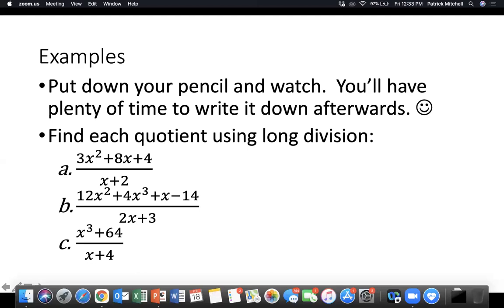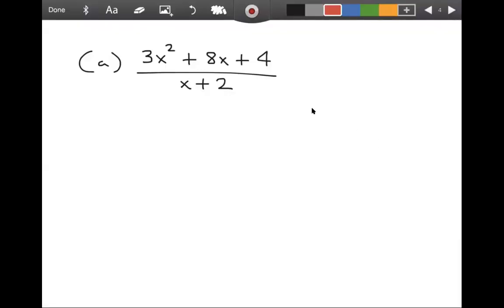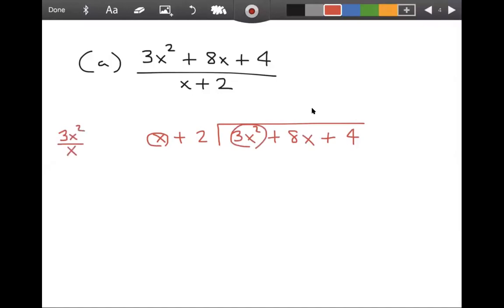The first example is 3x squared plus 8x plus 4 divided by x plus 2. So again, put down your pencil. The way we set this up is we write x plus 2 outside. That's the divisor. We write 3x squared plus 8x plus 4 inside. That's called the dividend. All right. So step 1 is divide. Divide x into 3x squared. 3x squared divided by x is 3x. So I'm going to write 3x up here.